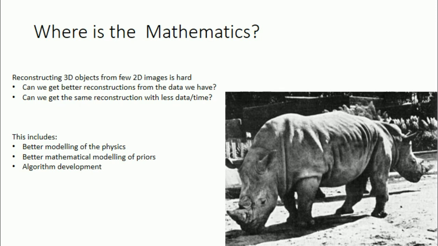We have a 2D image, but a lot of important information is stored in the third direction that we can't see. How we overcome this problem is an interesting mathematical problem, and the sorts of things we ask are, can we do better with the data that we've been given, or can we get the same quality reconstruction but from less data? There are three main things that we look at here. So the first is how to model the physics of the problem.